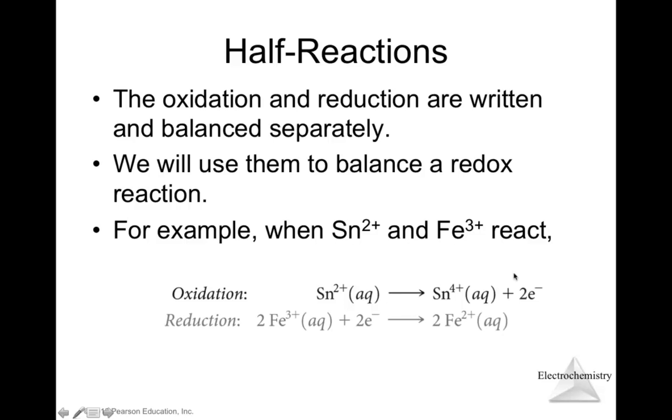Most of the time in a half-reaction of oxidation, you're going to see the electrons as a product. For iron, 2 Fe3+ will receive 2 electrons and produce 2 Fe2+. The iron went from +3 to +2, so it was reduced, because it received 2 electrons. In the reduction half-reaction, you see the electrons in the reactants. In the oxidation half-reaction, you see the electrons in the products. Here the tin is the reducing agent and the Fe3+ is the oxidizing agent.